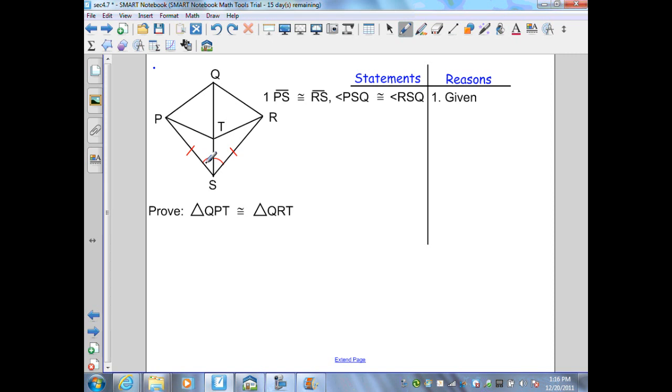We want to prove triangle QPT congruent to triangle QRT. The way we're going to do that is we're going to get these two triangles congruent, PST and RST, and then use other properties such as CPCTC to get parts of this triangle congruent, and then use our properties of congruence of triangles to solve the problem. So let's start getting these two bottom triangles congruent.